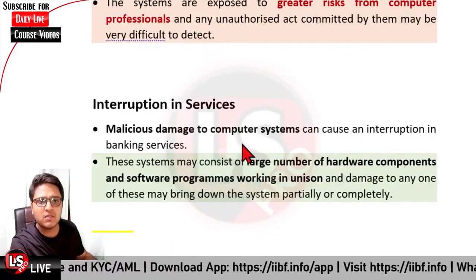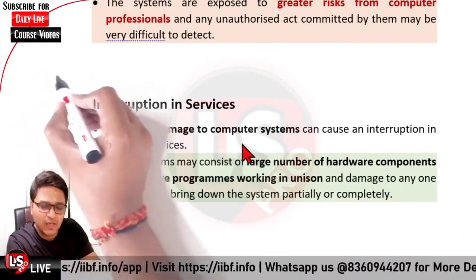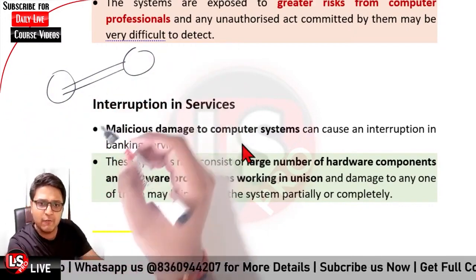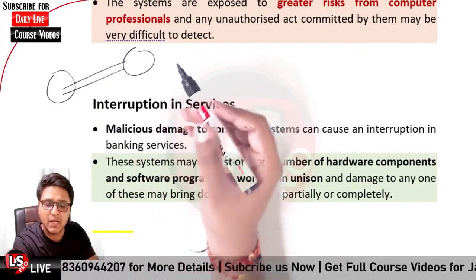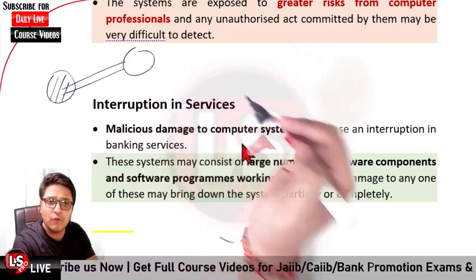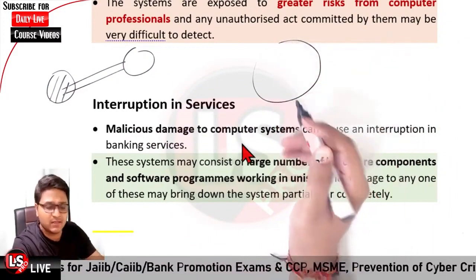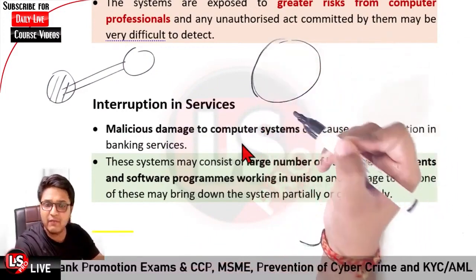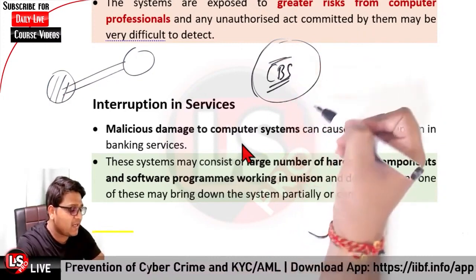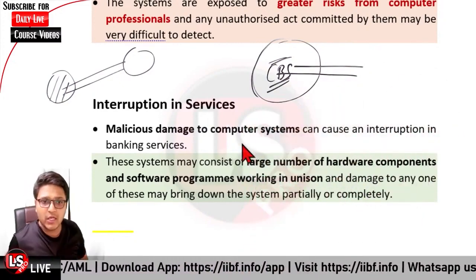So malicious damages to the systems can cause an interruption in the banking services, because as I told you, the hardware in the banking network are linked to each other. Further, if there is no redundant hardware part available in the system, then failure of one part may lead to failure of hundreds of other nodes. So in the CBS system itself, if there is some malafide intention employee who causes damage to the central database, in that case it would be failure for all the branches and not only to the central node. That could be the reason.